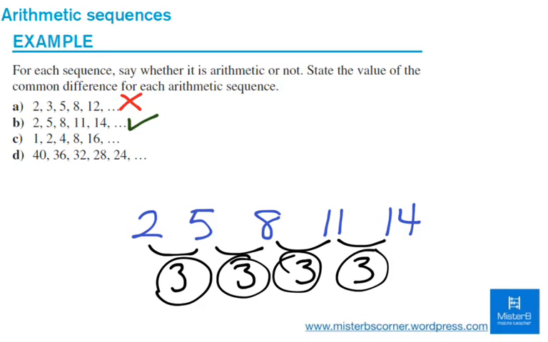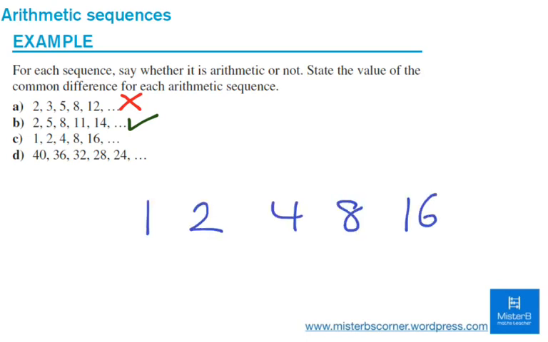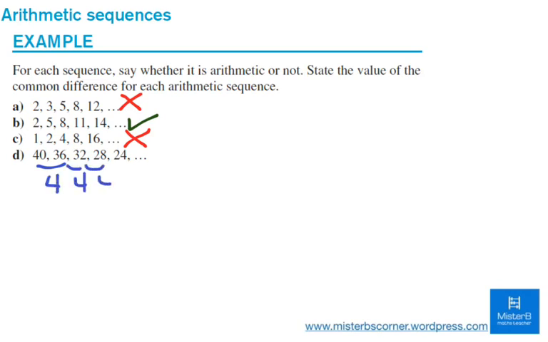Now the same applies to number 3 as in number 1. I mean 1, 2, 4, 8, 16. Obviously the differences between those terms are not the same, so there is no common difference, hence this is not an arithmetic sequence. And the last one, well, this is a decreasing sequence as the terms go smaller and smaller, and though it is a decreasing sequence, you can see that there is this common difference between any two consecutive terms. So this will be an arithmetic sequence.